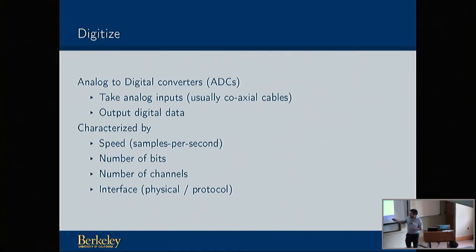Once you've got a speed and a number of bits, now how many channels do you want? How many different independent analog streams do you want to digitize? In the simplest case, maybe it's just one, maybe it's two, maybe you have a dish with a single receiver, but it's dual polarization.